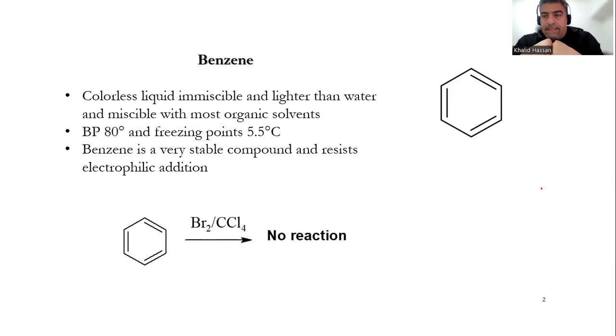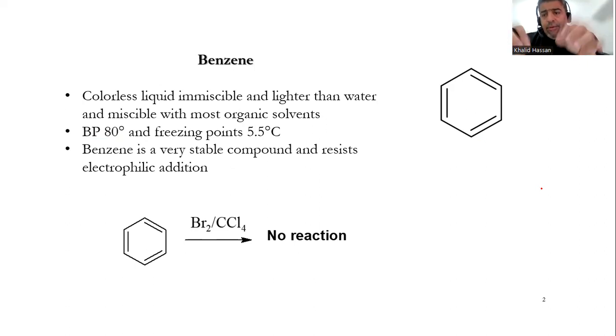In general, benzene is an example of an aromatic compound, which is a colorless liquid, immiscible and lighter than water, and miscible with most organic solvents. Of course, it's immiscible and lighter than water. It's immiscible because it's a non-polar compound, and you know that water is polar. So like dissolves like. So benzene will not be miscible or dissolved even in water, but with organic compounds or organic solvents. Boiling point is 80 centigrade and freezing point is 5.5 Celsius.